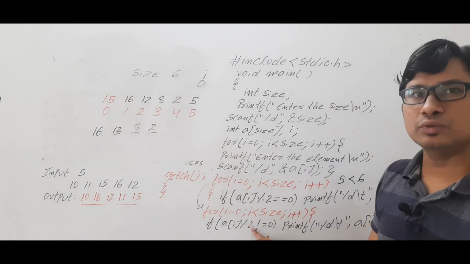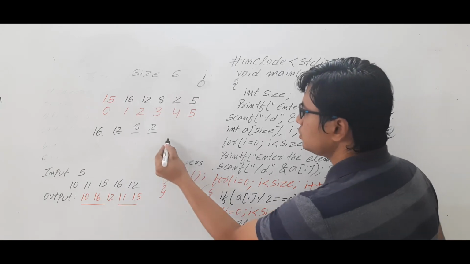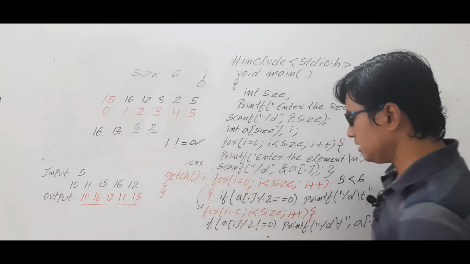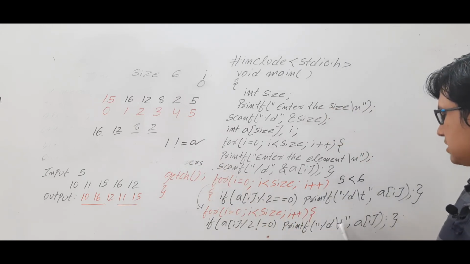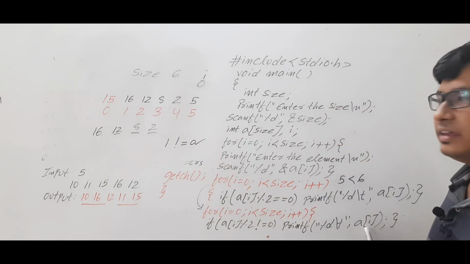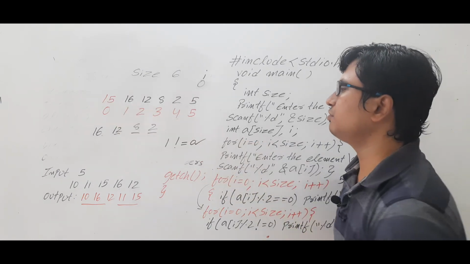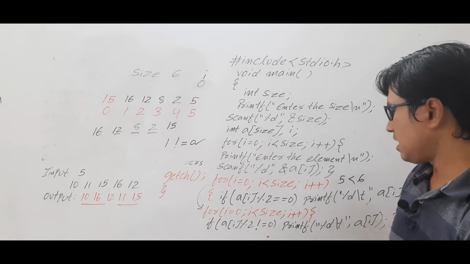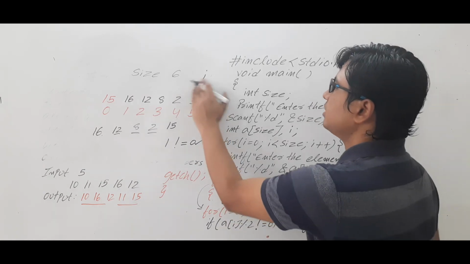15 modulus 2, you will get 1. So they are telling 1 not equal to 0. Yes, this condition is true. If this condition is true, printf percentage d, A of I. A of I is A of 0. 15 will be displayed. Are you able to understand? Then I plus plus. I value will become 1.